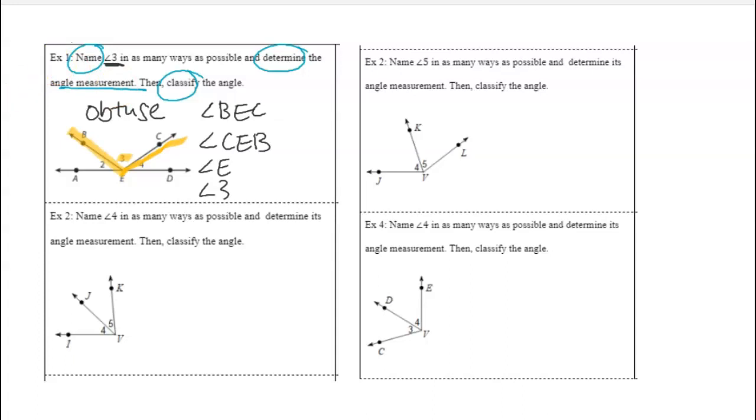All right, on to number 2. Name angle 4 in as many ways as possible. Determine its angle measurement and classify the angle. So those 3 things again, I am just going to focus on these 2, name and classify. So I have angle 4, taking my highlighter and highlighting angle 4. So I pass I, V, J. Angle IVJ. In reverse, that would be JVI.